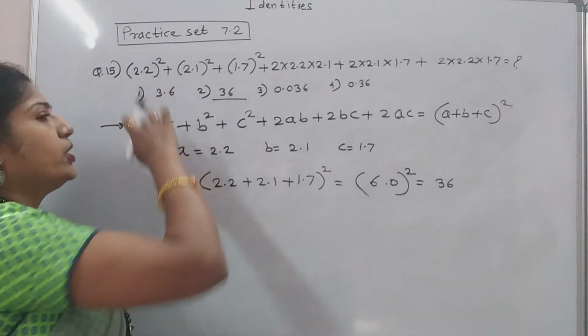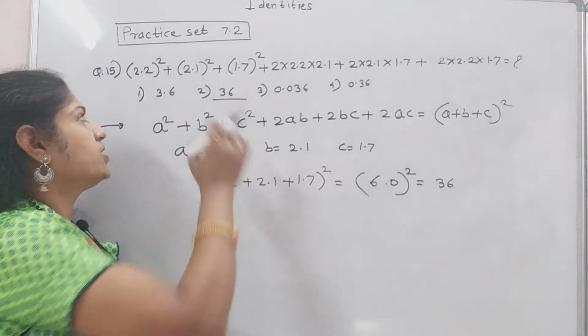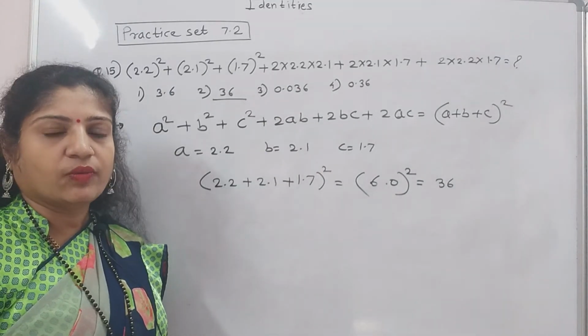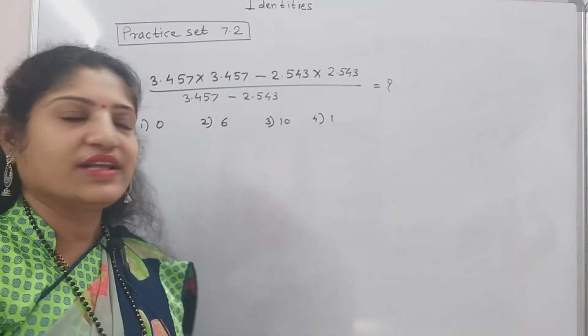Not solve 2.2 bracket square, no need to solve all these. Only use the formula. Next example.